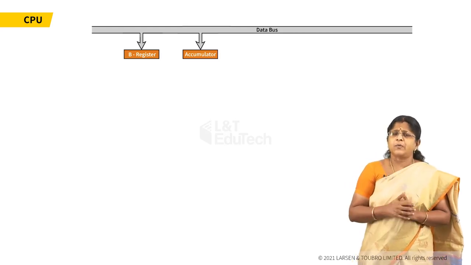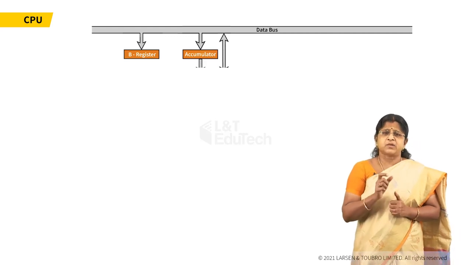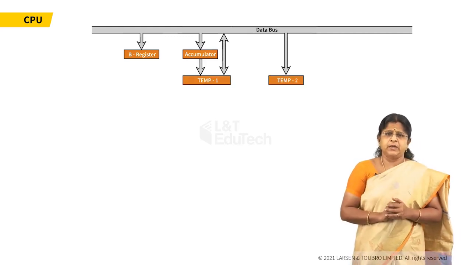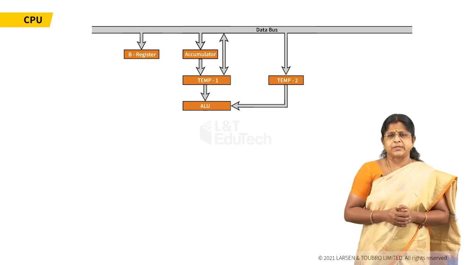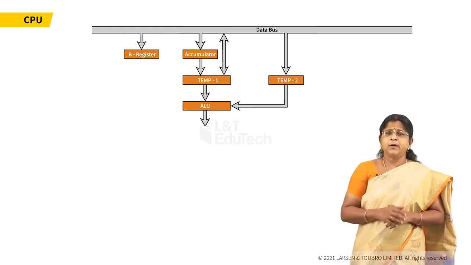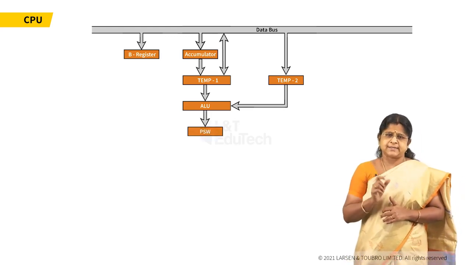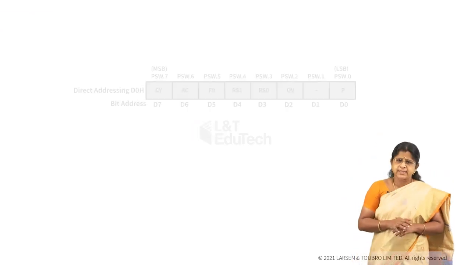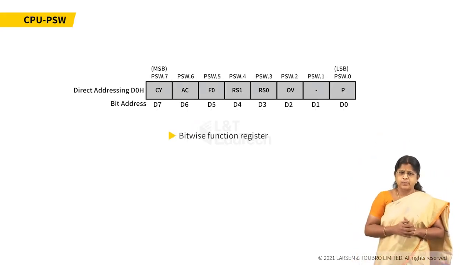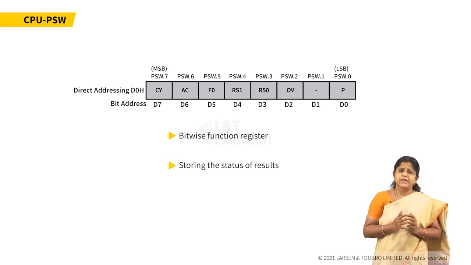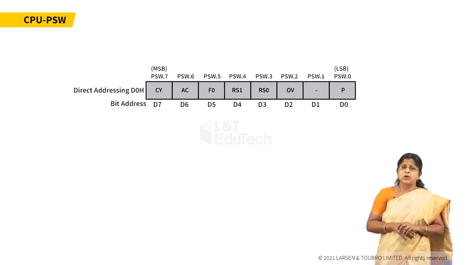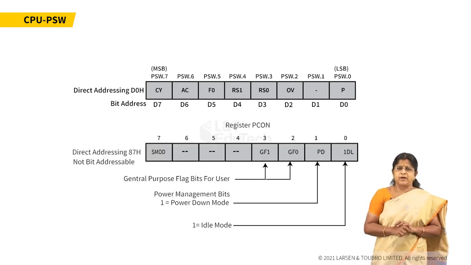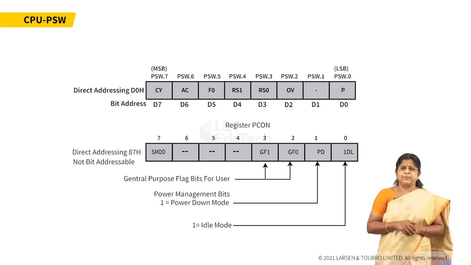The third component is temporary register 1 and temporary register 2. These are temporary registers used to hold the input data to be given for the arithmetic and logic unit. The fourth component, if you look at, program status word register called PSW. This is a bitwise function register provided for storing the status of results, like a flag register. There is one more such status register called power control register, PCON, located inside RAM.